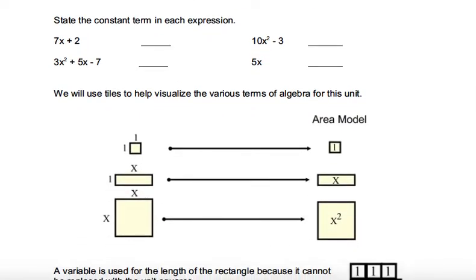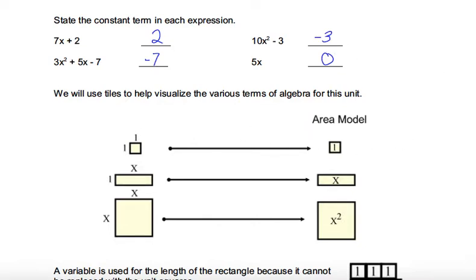If I want to look at the next example and determine the constant term in each expression, I want to look at the term in my expression that just includes the number. So it's a 2 in this first example. My number in the second one is negative 7. I include the sign that's in front of my number. In 10x squared minus 3, my minus 3 is my constant term. And in 5x, there is no constant term, so I can write 0.